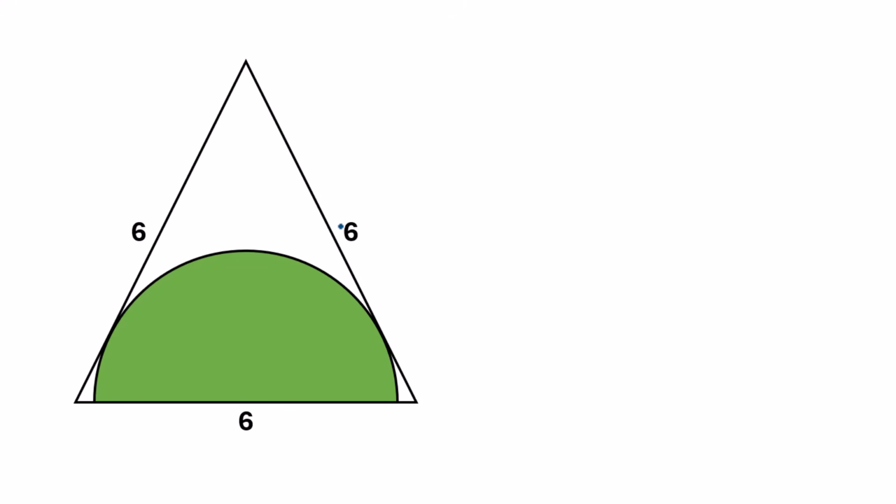We have a triangle. The side lengths of this triangle are 6 units, and there is a semicircle inside it. The diameter of this semicircle lies on a side of this triangle and touches the other two sides. We have to find the area of this semicircle.